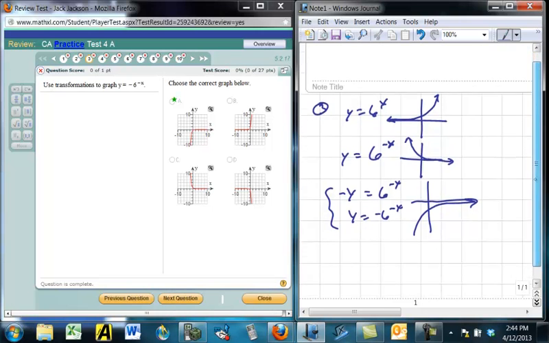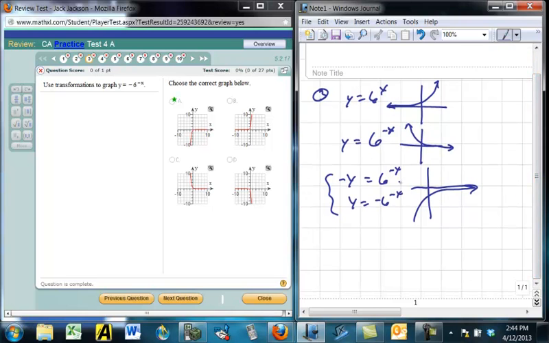And again, of course, we could always check some points. Let's plug in a few points. Plug in 0: 6 to the 0 is 1, and then the opposite of that is negative 1. So there's 0, negative 1, which is on the graph there. And then if we plugged in 2, 6 to the negative 2 is 1 over 6 squared, that's 1 over 36, but then it's negative. So there's 2, negative 1 over 36.